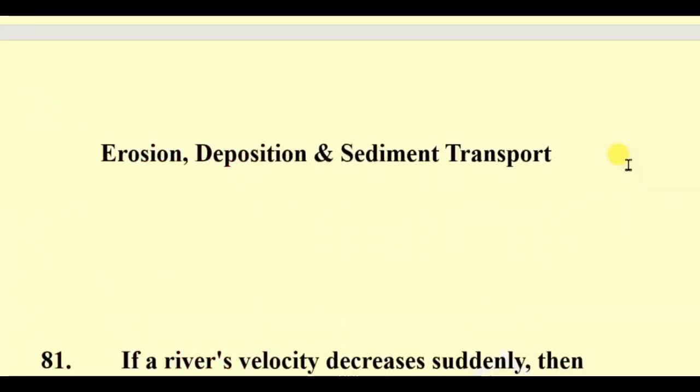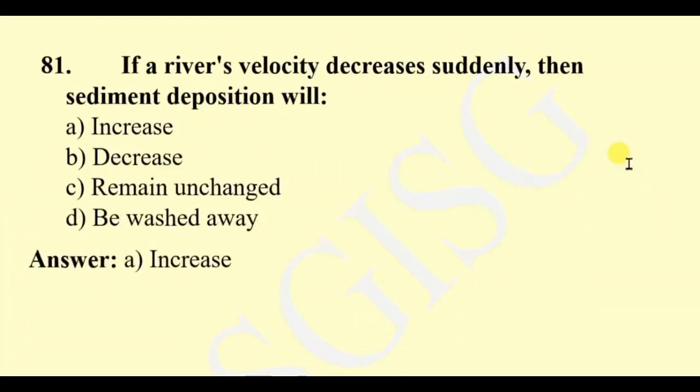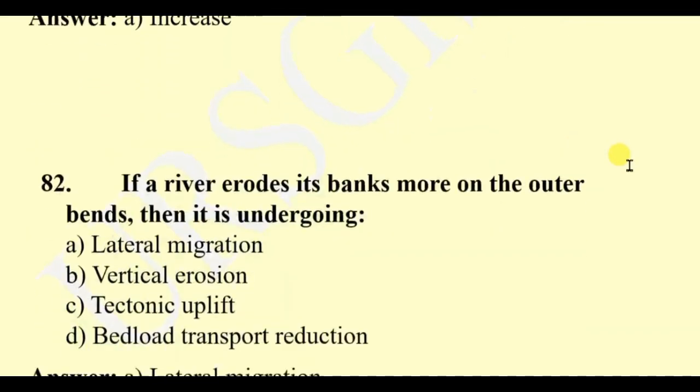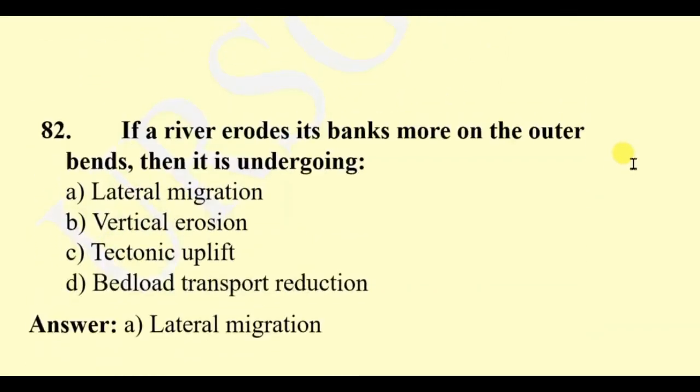Erosion, deposition and sediment transport category. Question number 81. If a river's velocity decreases suddenly, then sediment deposition will increase, decrease, remain unchanged, or be washed away. Here the right answer will be increase, because the energy becomes less, so transport energy becomes less, and of course deposition will increase.